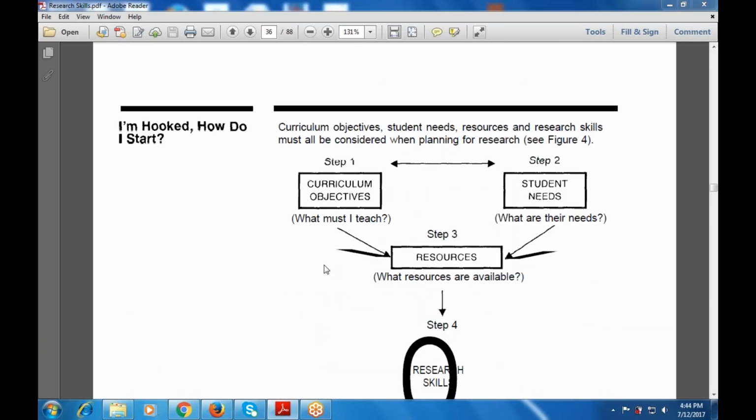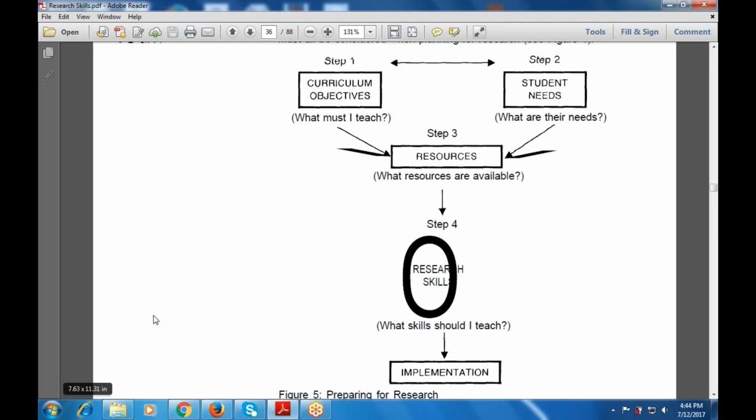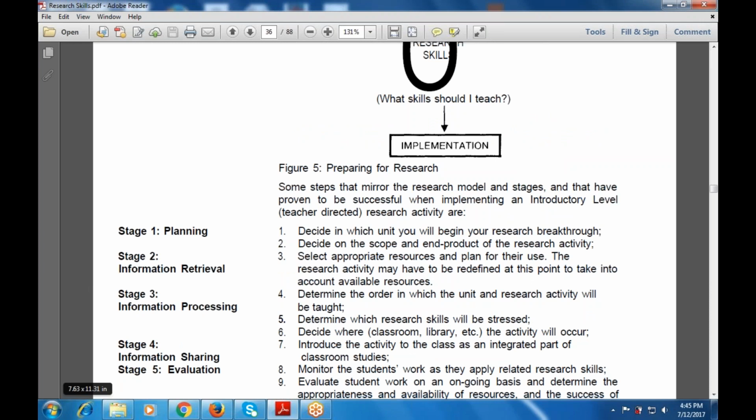Now these stages will include the understanding of how it is used, or how to adjust the people, resources and the research activities. So as a curriculum objective, students' needs, resources, research implementation. So some steps.